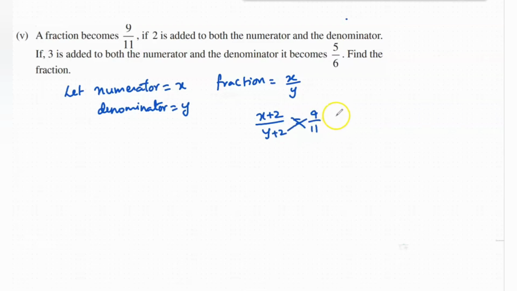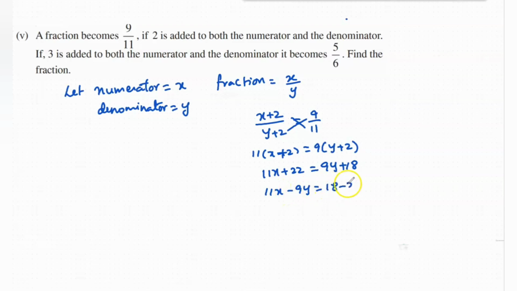11 into X plus 2 is equal to 9 into Y plus 2, which we can write as 11X plus 22, which is equal to 9Y plus 18. Next, bringing X, Y terms to one side, 11X minus 9Y is equal to 18 minus 22, which you are getting as 11X minus 9Y is equal to minus 4.